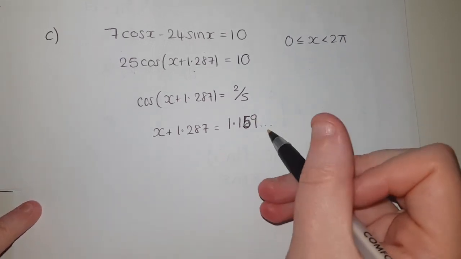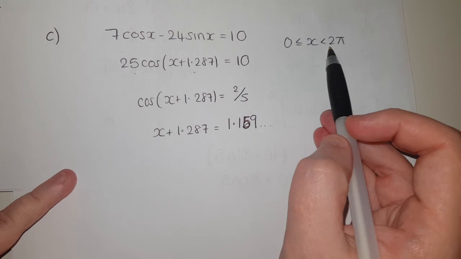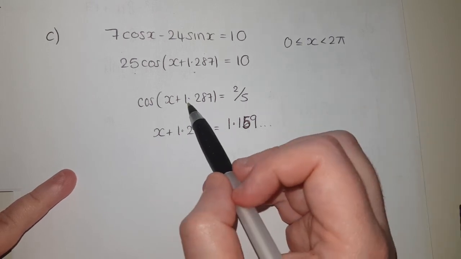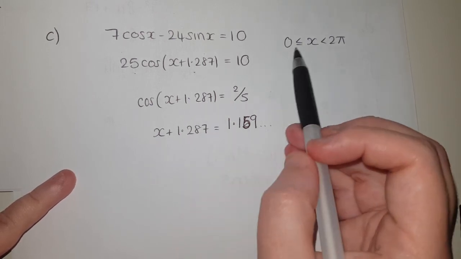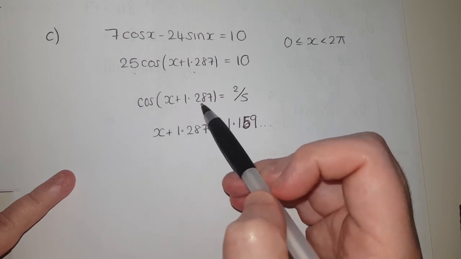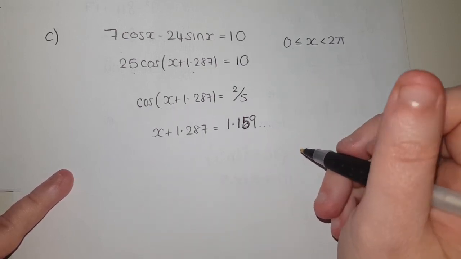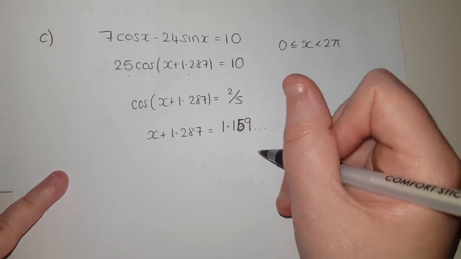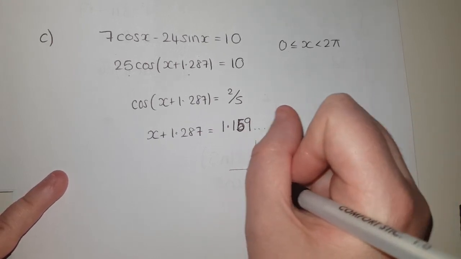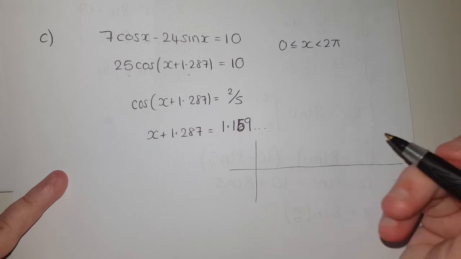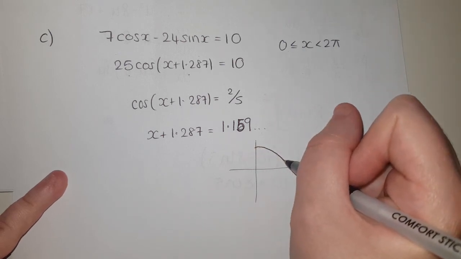Okay, so we need to find the other values in our region. Don't forget, you're going to extend your region by 1.287 just because we're not just working with x, we're working with x plus 1.287. Now, it's up to you if you use the CAST diagram or if you use the cos graph. I'm going to stick with the cos graph. I'll let you do the CAST diagram.